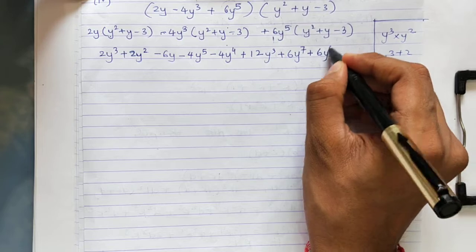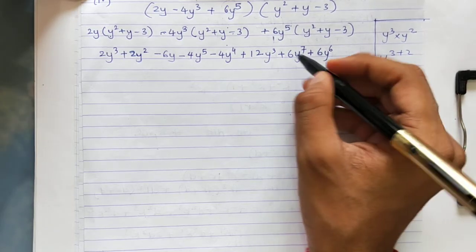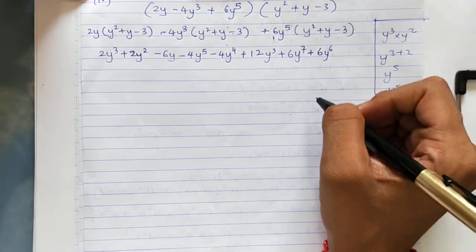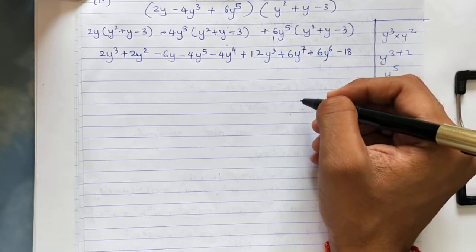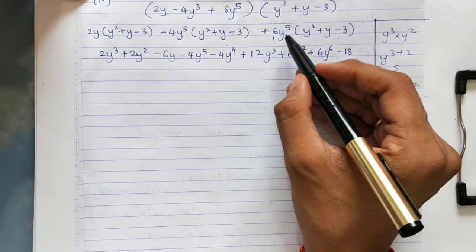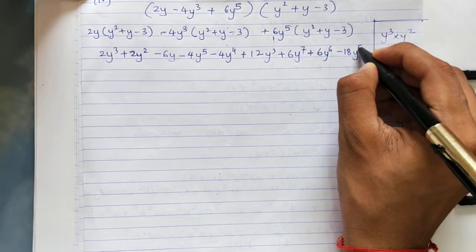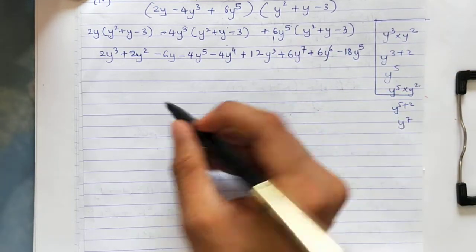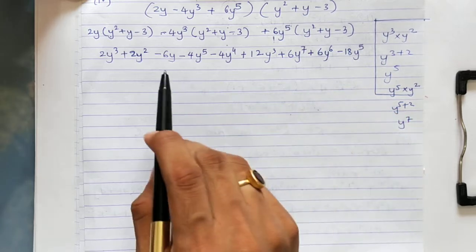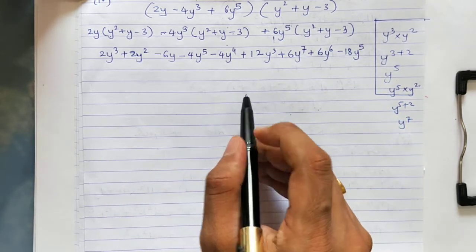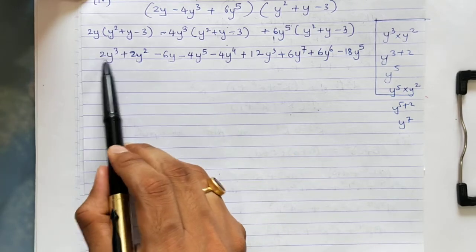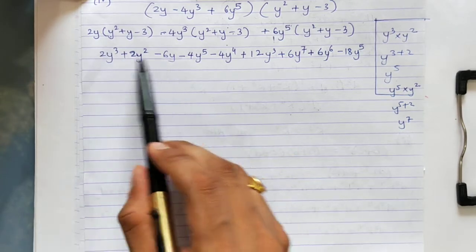y5 into y is y6. And then 6y5 into minus 3, 6 into minus 3 is minus 18 y5. We have opened all the brackets. Now we can see if there are any like terms, terms having the same variables. So 2y cube and y cube.